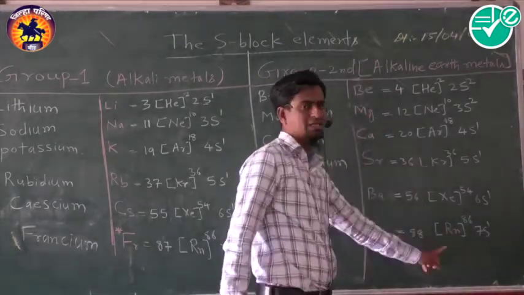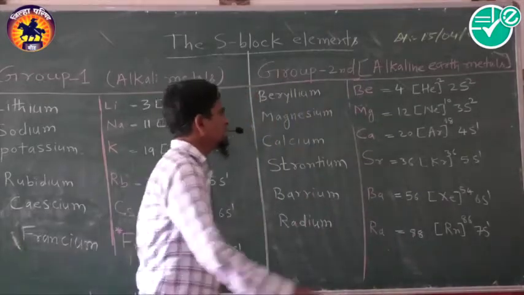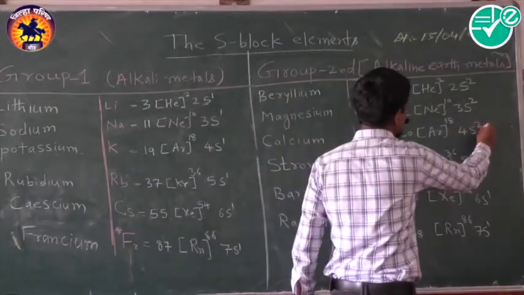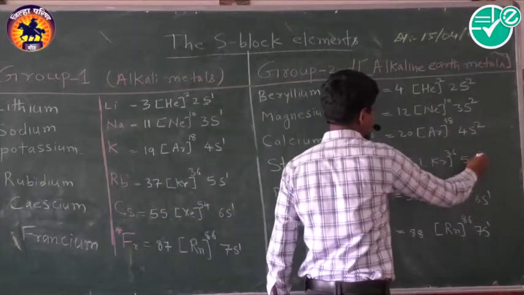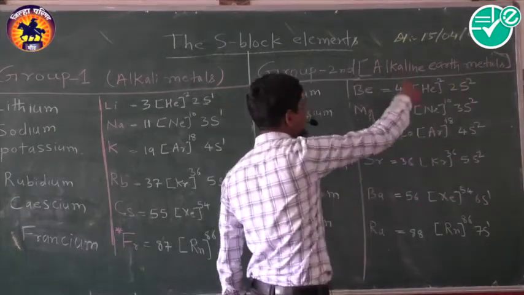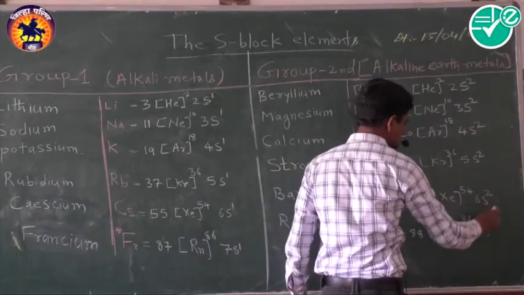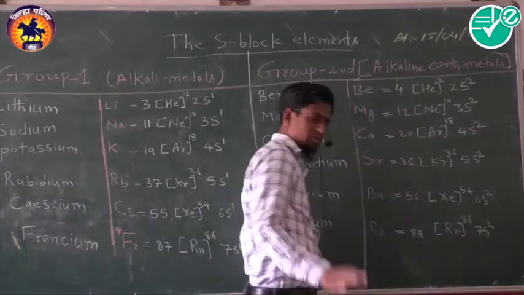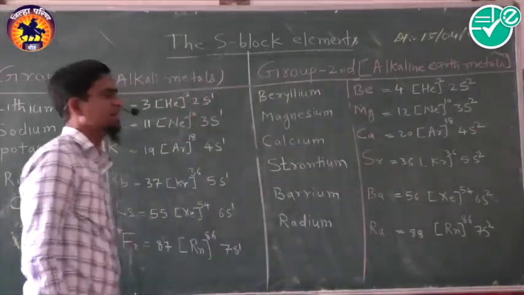This is a radioactive gas, remember. Sorry, it is 4s2, it is 5s2 because we are under the alkaline earth metals, 6s2 and 7s2. Sorry for the mistake, but it is correct now.